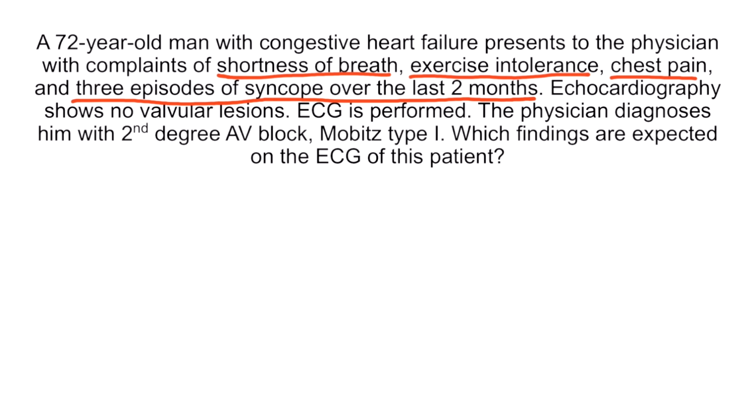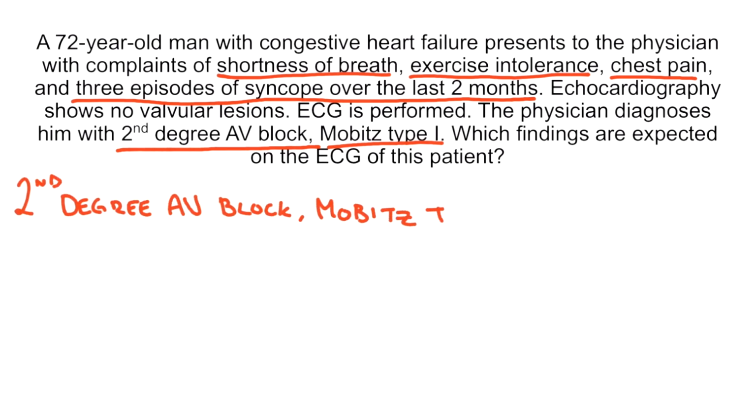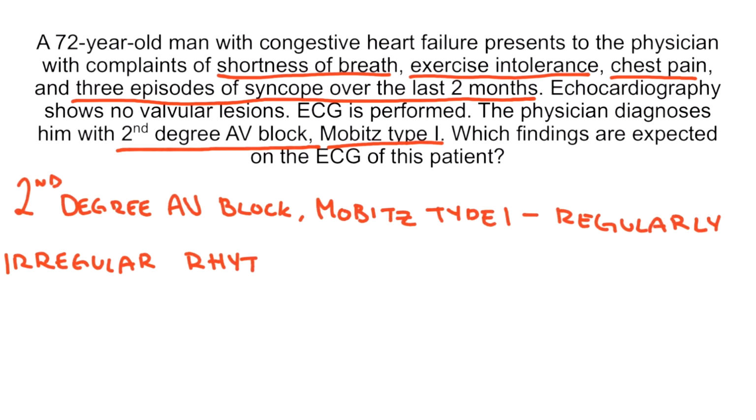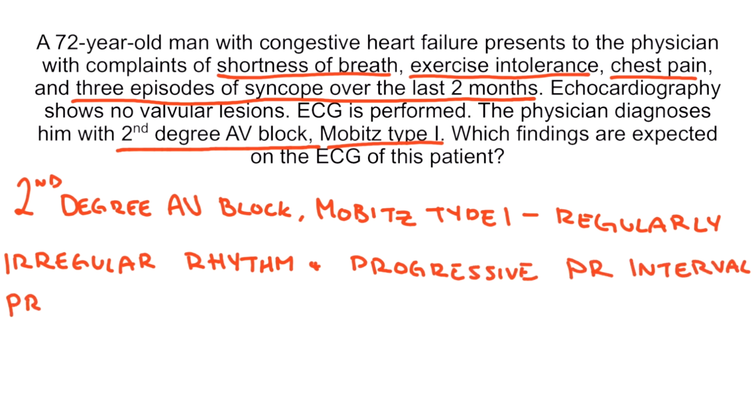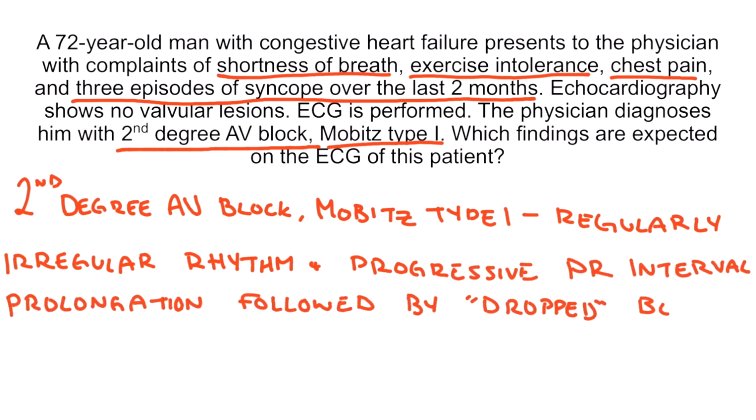The physician diagnoses him with second-degree AV block Mobitz type 1. As we already mentioned, this type of AV block is typically asymptomatic. However, if the patient has other cardiovascular comorbidities like heart failure, second-degree AV block Mobitz type 1 can present with symptoms of bradycardia. Classic ECG findings of second-degree AV block Mobitz type 1 include regularly irregular rhythm and progressive PR interval prolongation followed by dropped beat.